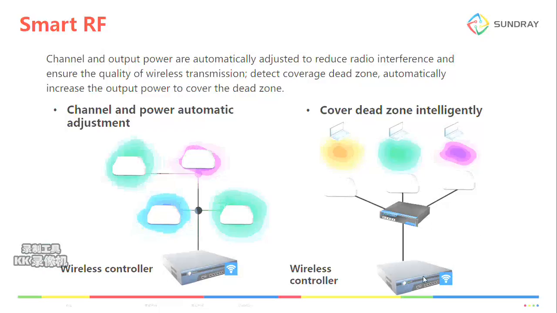And second, for example, there are already 3 access points deployed here in the network. If one of them goes down, the other access points will detect this and will increase their transmit power to cover this dead zone. So this is covering dead zones intelligently.